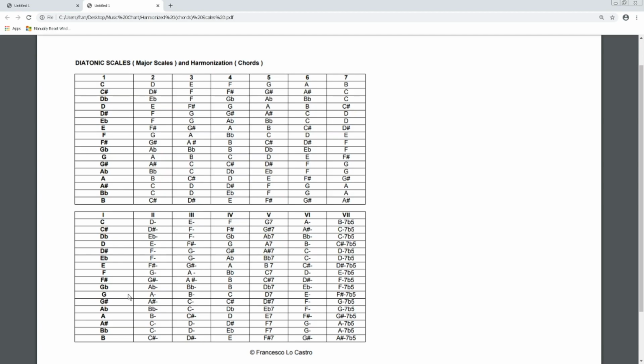Fair enough. Now, let me look at it from a numeral point of view. This would be a 1, 5, 6, 4 progression. Okay? Remember this number. 1, 5, 6, 4. So 1 is G, 5 is D, 6 is E minor, and 4 is C. So 1, 5, 6, 4.